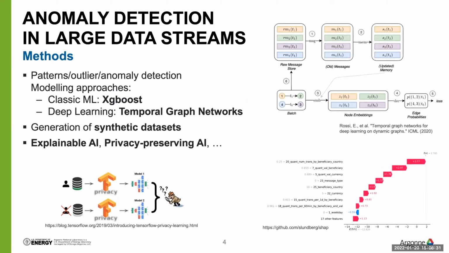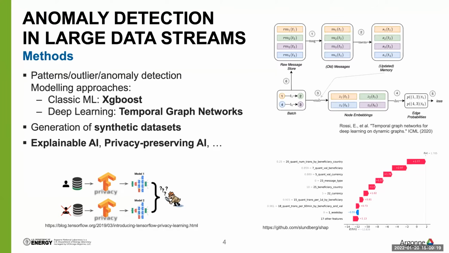The methods that we are currently using for the anomaly detection include both classic machine learning models like XGBoost, which require engineering relevant features in collaboration with domain experts in security, as well as deep learning models like temporal graph networks, which is a recently proposed model for deep learning on dynamic graphs, which should allow to automatically extract relevant features from the raw transaction data and build a rich temporal representation of the interactions between the banks.